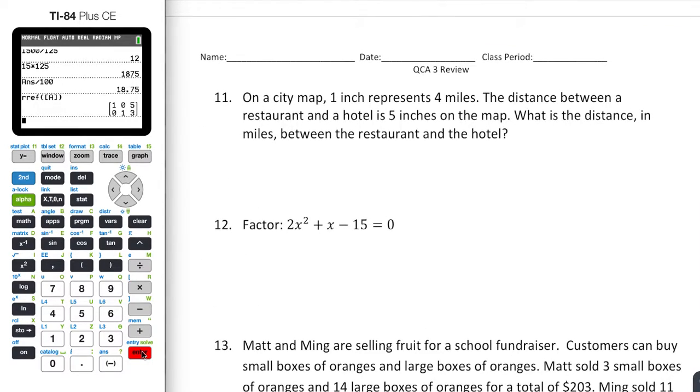All right, number 11. On a city map, 1 inch equals 4 miles. The distance between a restaurant and a hotel is 5 inches. 1, 2, 3, 4, 5. So what is the distance in miles? So this is 4 miles, this is 4, that's 4, 4 and 4. So that means we have 4 miles 5 times. So if you add all those together, you're going to get 20 miles.